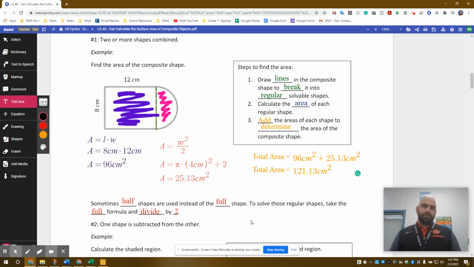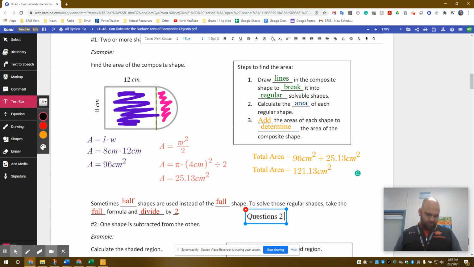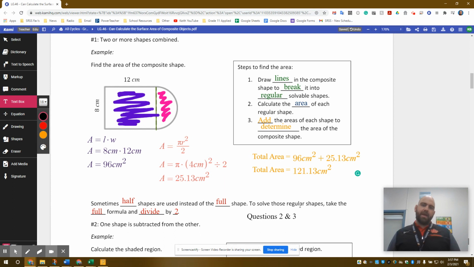All right, finally here, I'd like you to work on questions 2 and 3. Work on questions 2 and 3, solving for the area, and remember to be careful about units as well. Here I've kept my units in there. Make sure that you're keeping your units in yours as well.